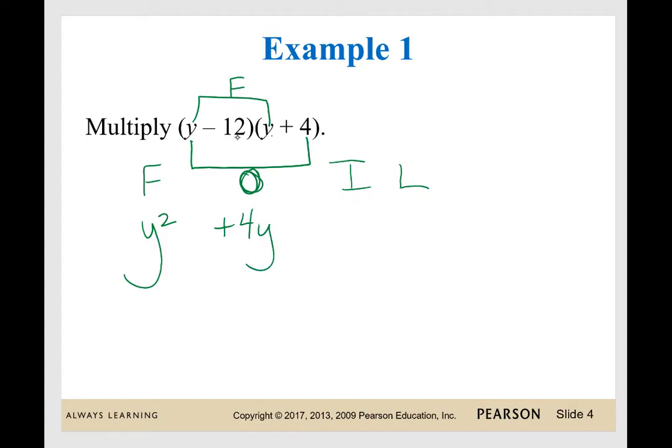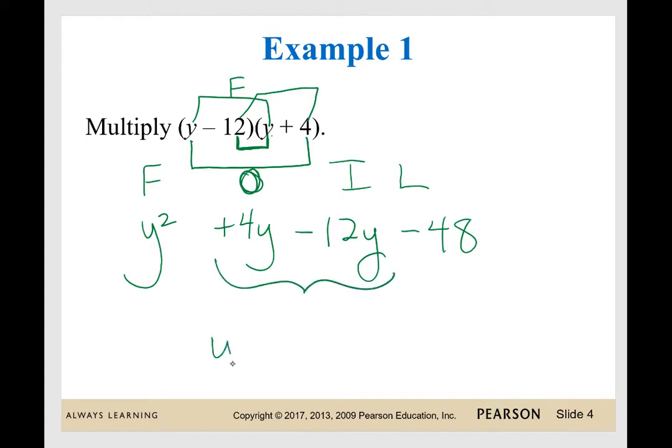I stands for inside, so I'm going to do these 2 innermost terms. So negative 12 times y is negative 12y. And then L is the last, so the last term in each set. Negative 12 times positive 4 is negative 48. So there are your 4 terms. And then, as always, make sure you combine any like terms that you have. So there's your final answer, y squared minus 8y minus 48. So if you notice, it does save you a whole line of work that we were doing with the distributive property back in section 3.